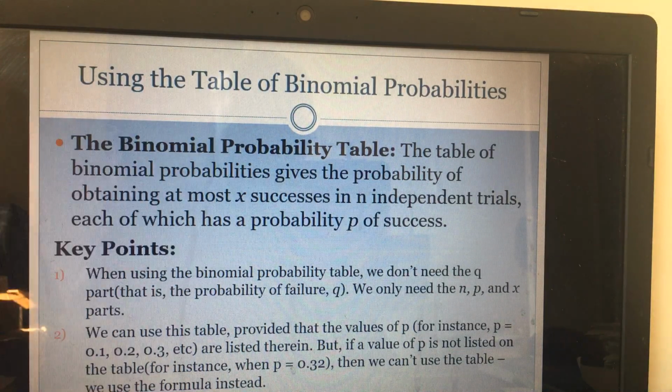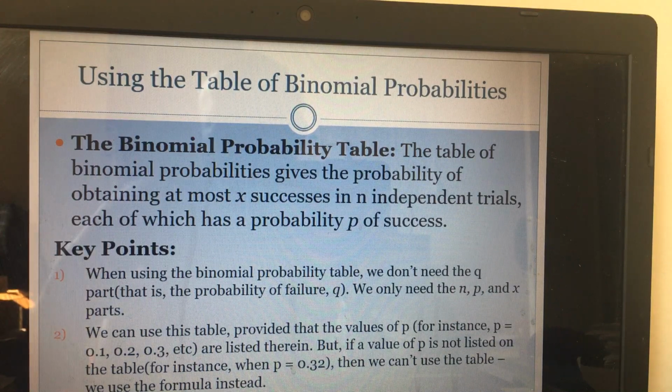The binomial probability table is simply a table that gives us the probability of at most X successes in any independent trials. The simplest way of explaining this table is that it has the given values for binomial experiments and their corresponding probabilities. That's the simple way of describing this table.